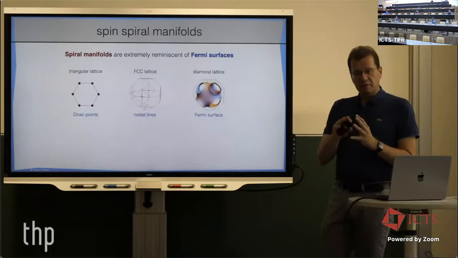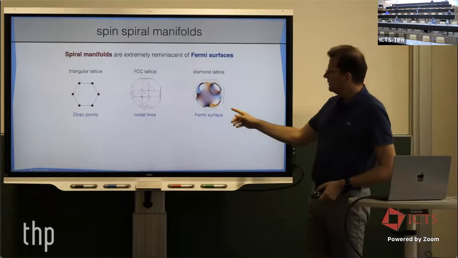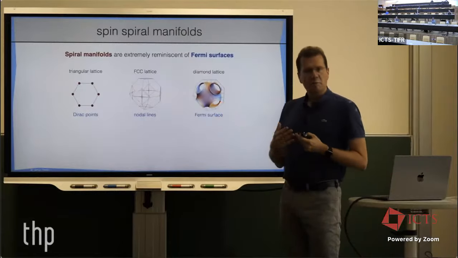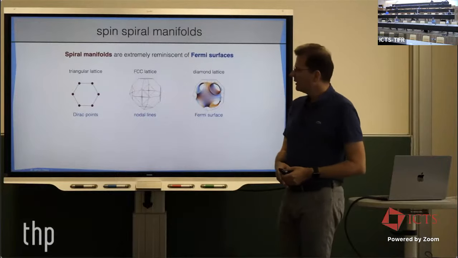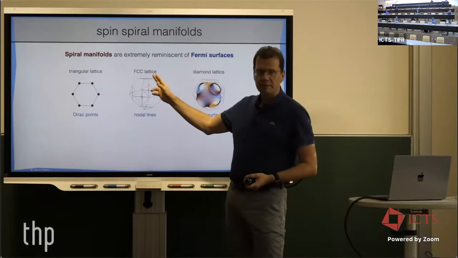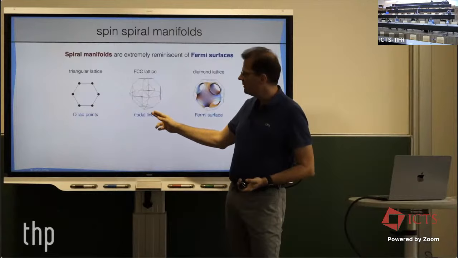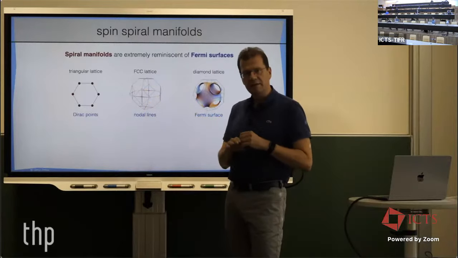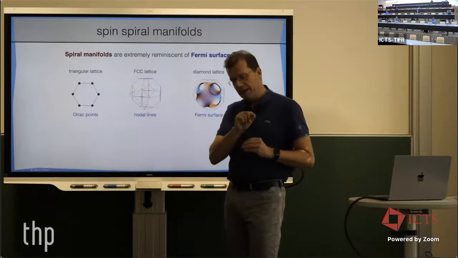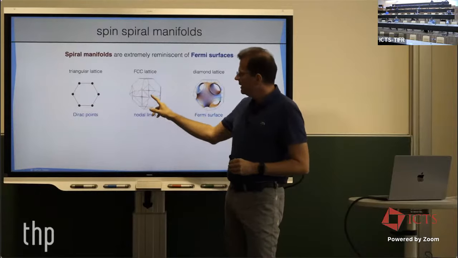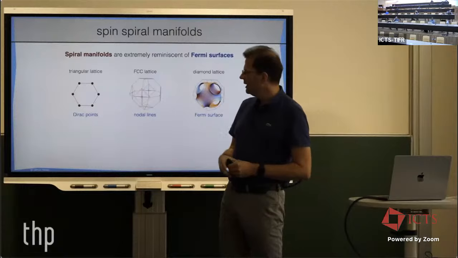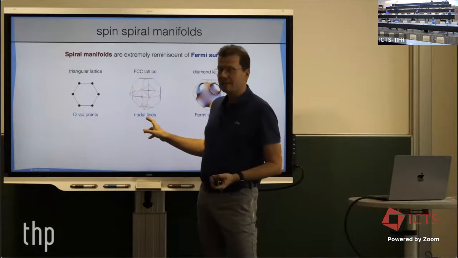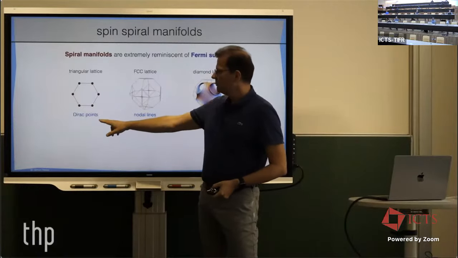If you think about these different spin spiral manifolds in the diamond lattice, when you see these manifolds, they look a lot like Fermi surfaces. When you then think about the face-centered cubic lattice, the FCC lattice, some of you might remember that its ground states are described by lines in momentum space that are located at the edge of the first Brillouin zone, reminiscent of nodal lines or nodal line semimetals.